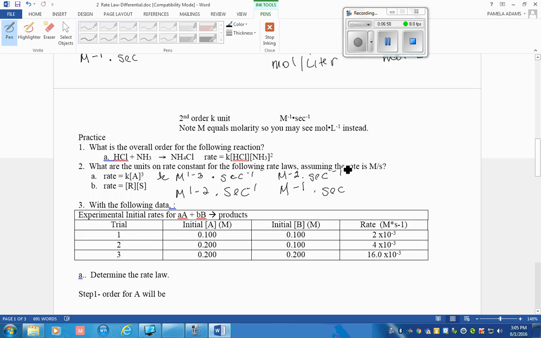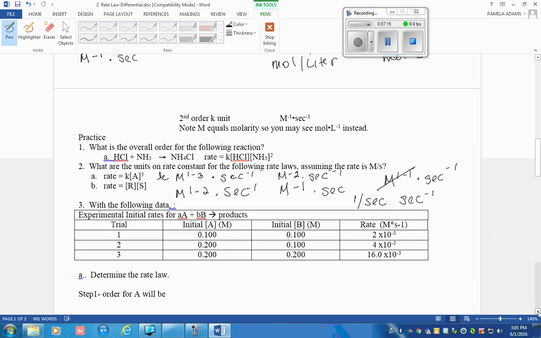What happens if it's first order? If it's first order, it would be M^(1 minus 1) times second to the negative 1. This would drop out, and you would either write it as second to the negative 1 or 1 over second.